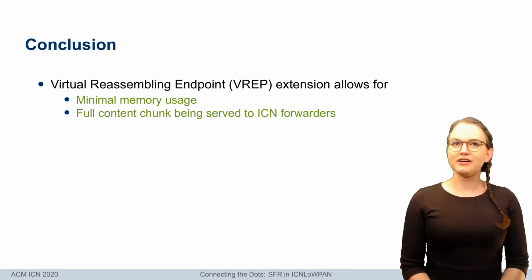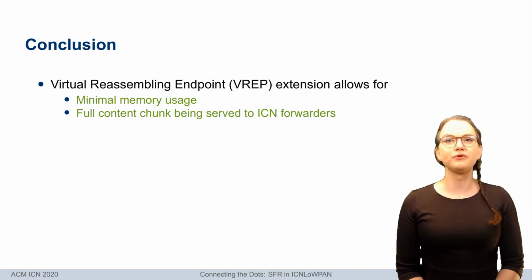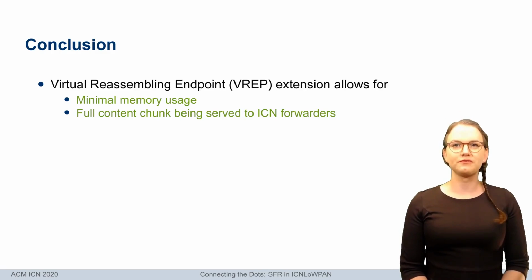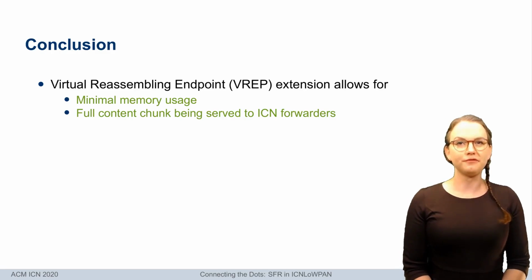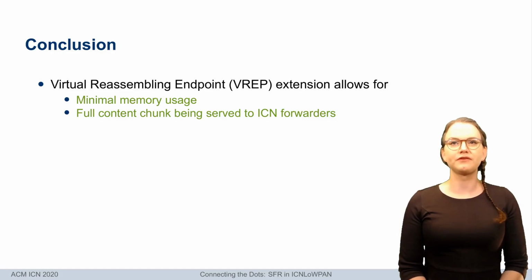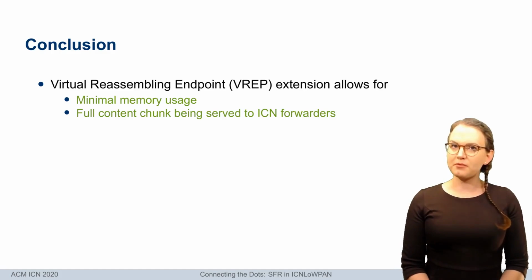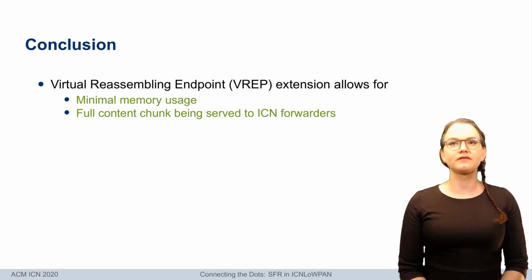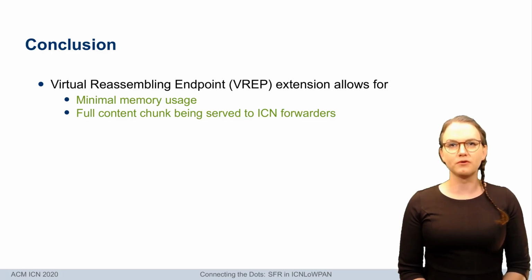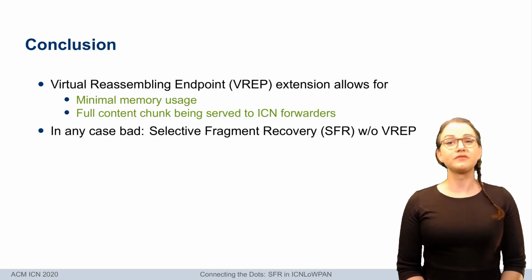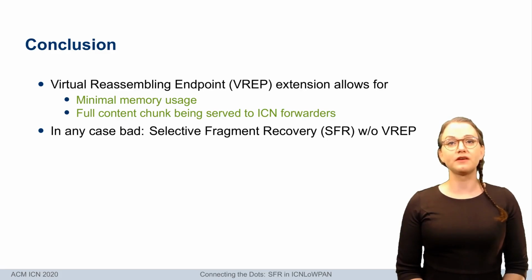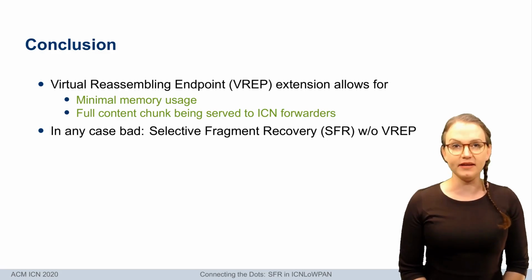In summary, our evaluation shows that the proposed Virtual Reassembling Endpoint extension for Selective Fragment Recovery fulfills the requirements we set for it. It saves memory by reusing existing data structure and additionally is serving the full content chunk to ICN forwarders. It also shows that using SFR without the VREP extension yields the worst results in any case.